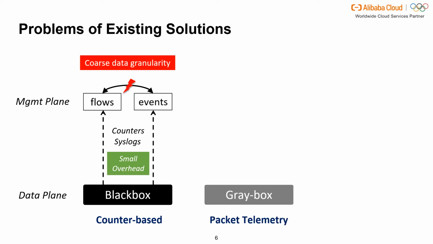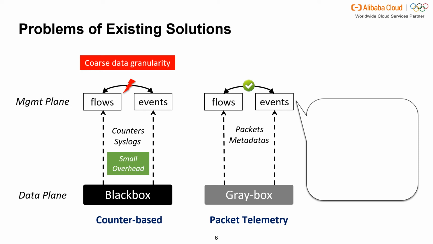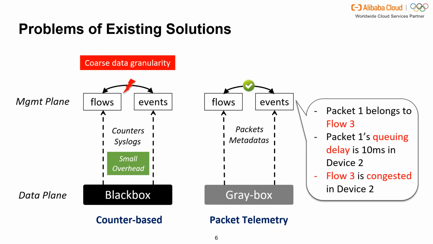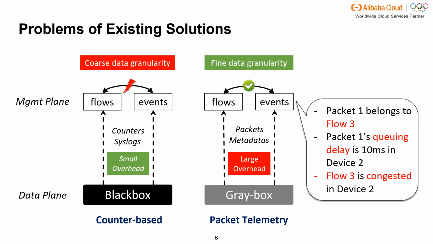Recently, as data plane becomes more configurable, packet telemetry is proposed for collecting fine-grained data plane information. Packet telemetry can precisely capture flow events. It can extract flow information from packet headers and get event information carried by packet metadata. Although packet telemetry enables fine-grained flow event monitoring, it introduces unacceptable monitoring overheads, since it transmits a lot of monitoring data from data plane to management plane.